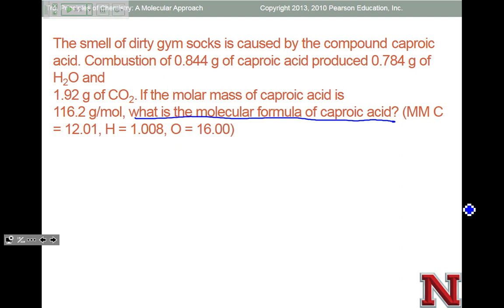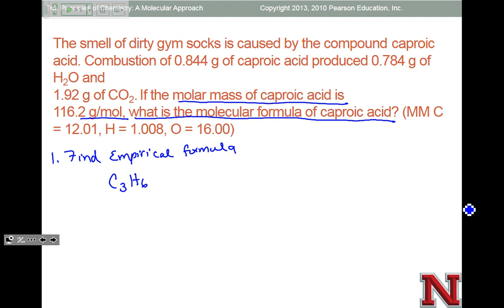So to figure out our molecular formula, if we're given our molar mass, our first step is to find our empirical formula. So going through all the same steps that we did in the problem before, and like I said, because of time, I'm not going to do that all today. Your empirical formula will come out to be C3H6O. So on your own, you should try to get there.